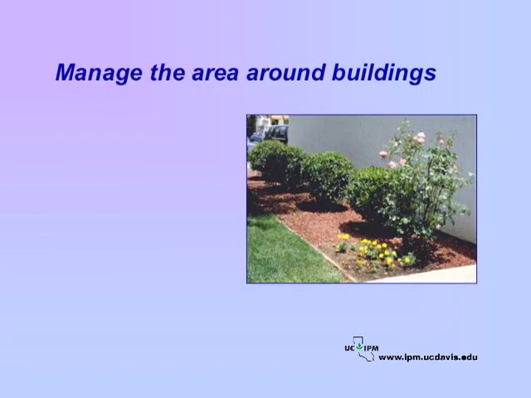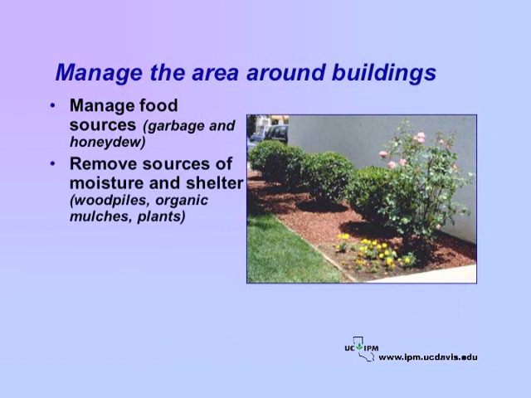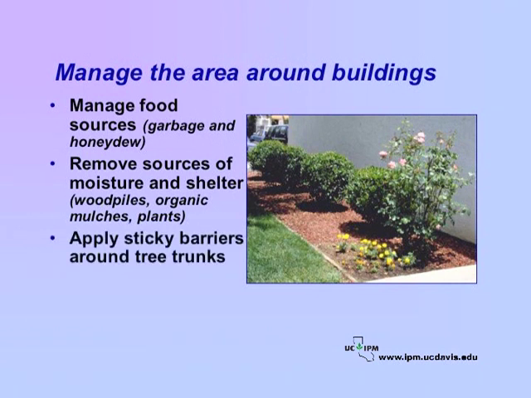Ants attracted to food and water sources next to buildings are more likely to invade. Make that area inhospitable. Manage food sources, such as garbage, and trees and shrubs with honeydew-producing insects, such as aphids, whiteflies, or scales. Remove sources of moisture and shelter, such as wood piles, organic mulches, grass, and other plants so that they are away from buildings. To keep ants out of honeydew-laden trees, apply a sticky barrier around trunks. Trim tree limbs and shrubs away from buildings.